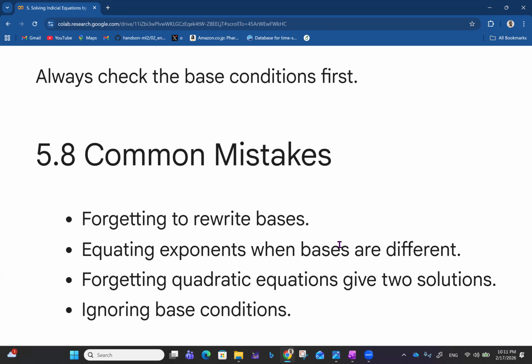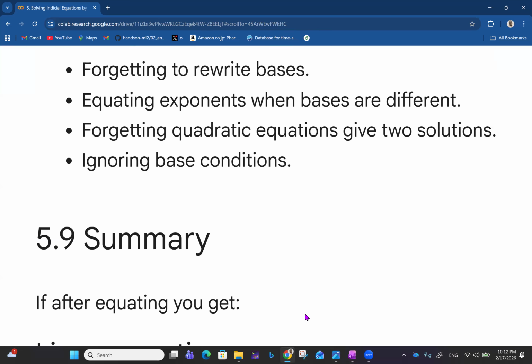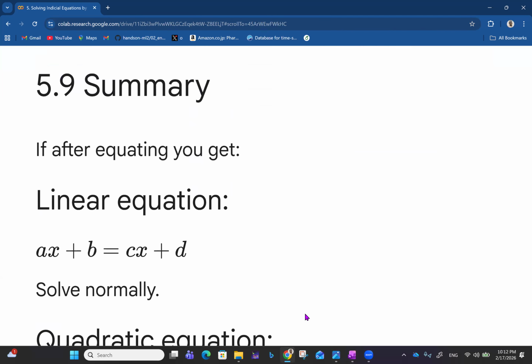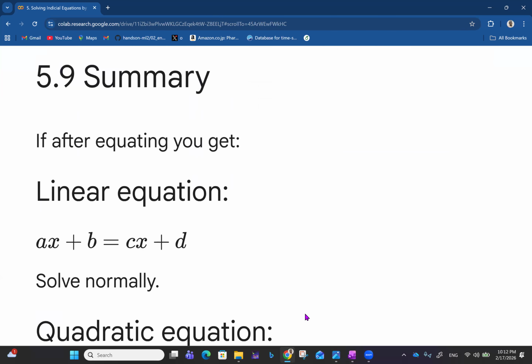So be sure that when you have a quadratic equation, that is the highest power is 2, you are going to get two solutions. Then ignoring base conditions. Don't forget the conditions for the base. Number one, the base must be the same on the left and right side. If they are not, you rewrite to make sure that happens. Once that is done, make sure that the base is not negative, and also make sure that the base is not 1. So once those three conditions are in place, then you're good to compare the exponents or the powers or the indices, if you like.